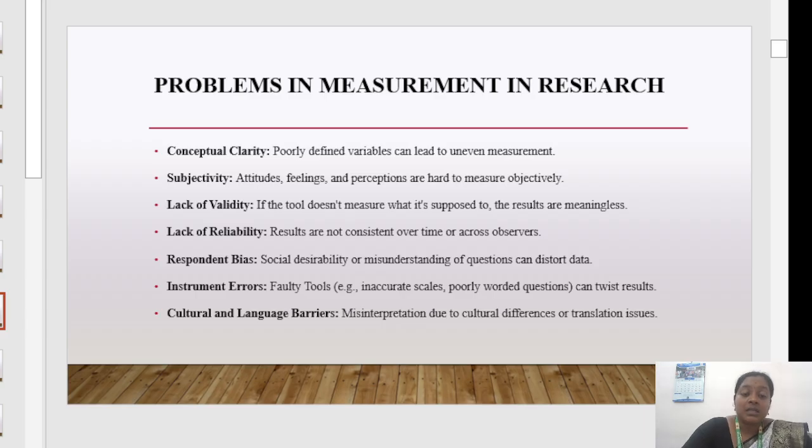Instrument errors such as ambiguous questions or poorly designed questionnaires may lead to inaccurate responses. Lack of standardization across measurement procedures can create inconsistencies in data collection. Furthermore, environmental factors and changes in respondents' attitudes over time may affect the consistency of measurement. These challenges make it necessary for researchers to carefully design and validate their measurement tools.